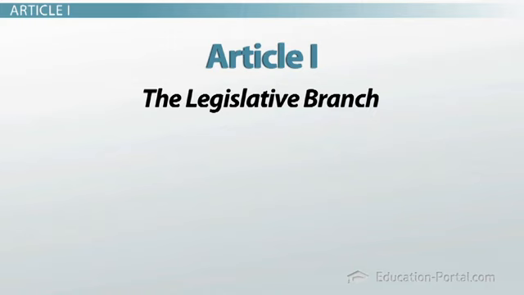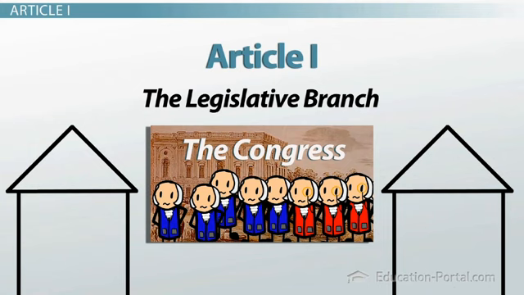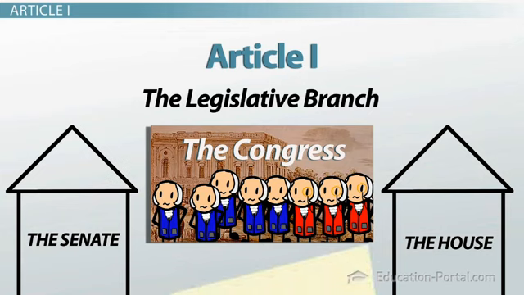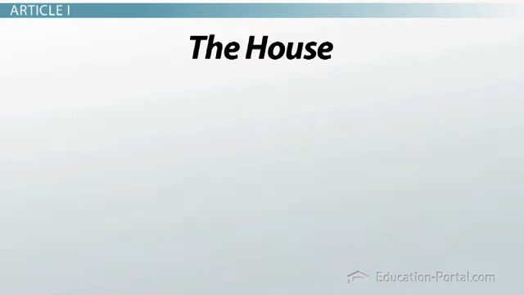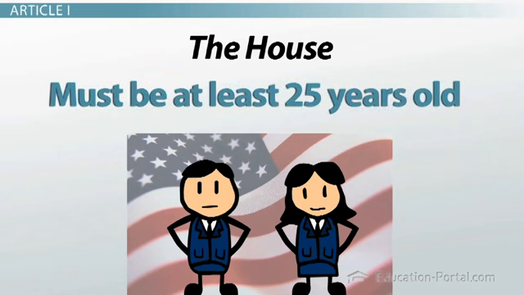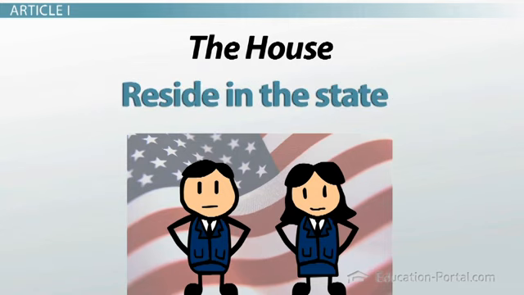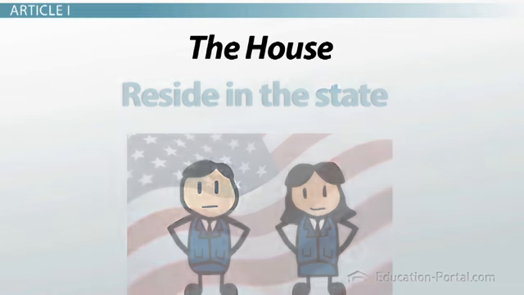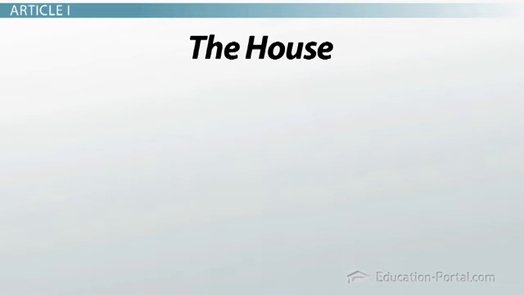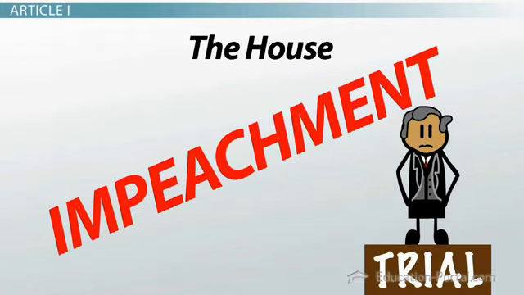Article 1 of the Constitution establishes the legislative branch of our government. This is the Congress. The Constitution establishes 2 houses for the Congress: the House of Representatives and the Senate. The primary purpose of the Congress is to make laws. In the House, representatives are elected every 2 years and must be at least 25 years old, have been a U.S. citizen for 7 years, and must reside in the state from which they are chosen. The House has the sole power of impeachment. This means that the House can put the president on trial for breaking the law.